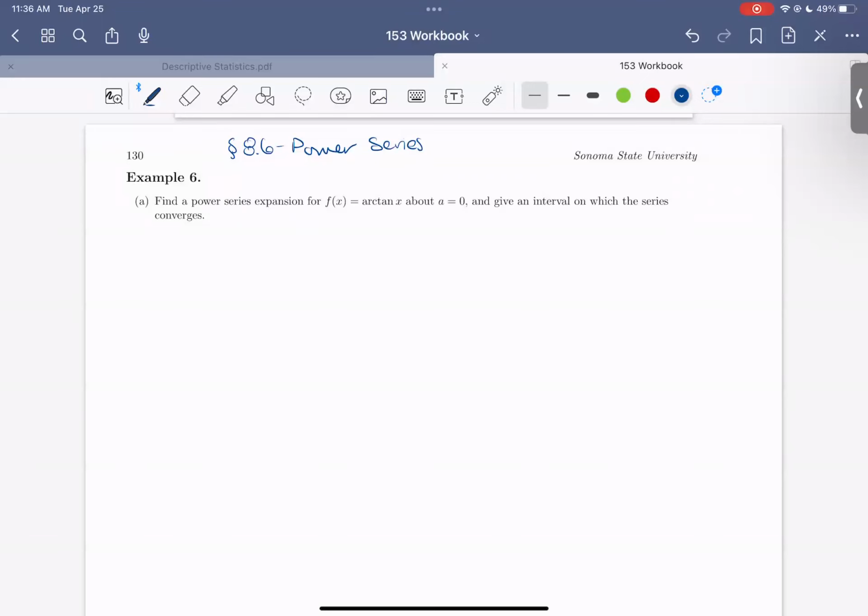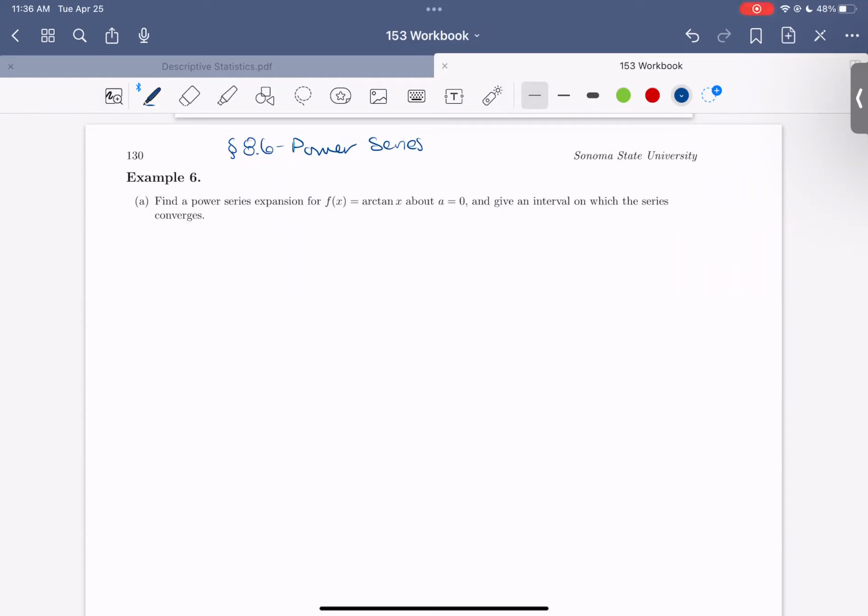In this final video for section 8.6 on power series, we're going to work through example 6, part A and B together. All right, so there's a lot of components that we're going to use from this section in this example. So stick with me, please pause the video, work out any of the computations on your own so that you can be following along. All right, let's get started though with part A.